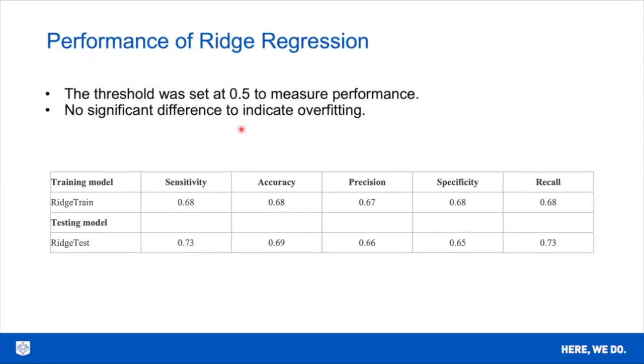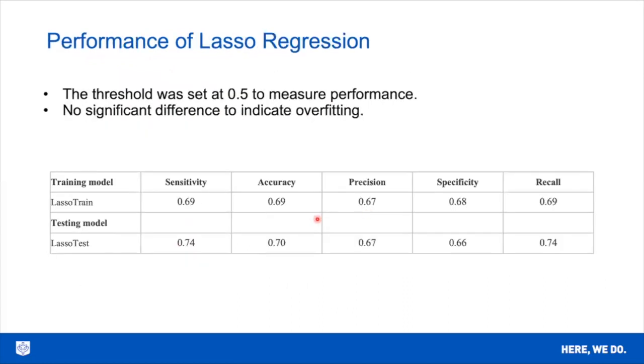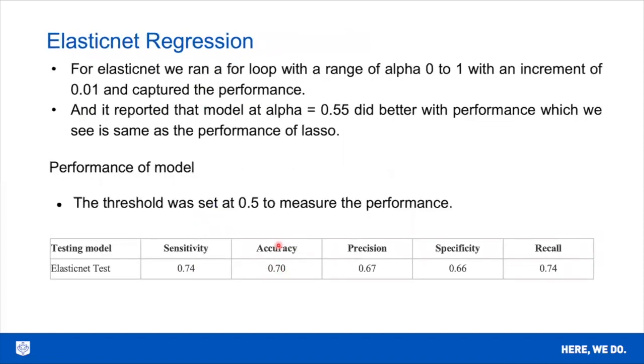No significant difference, which would indicate high overfitting. So we are good at this place. Similarly, for the lasso regression, we performed similar activities with the lambda parameters, taking the maximum confidence interval with lambda min. And this is the model equation for the lasso regression. The performance for lasso was again good, and the test was 74% with accuracy of 70%.